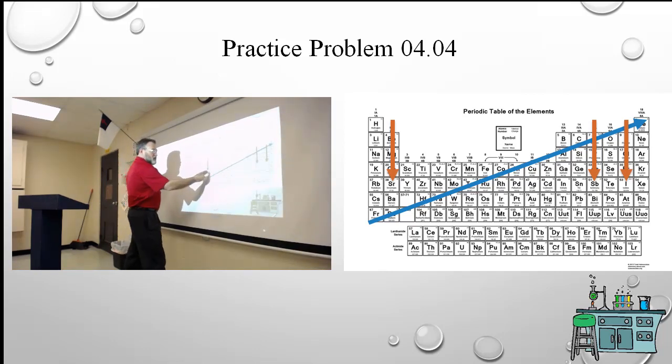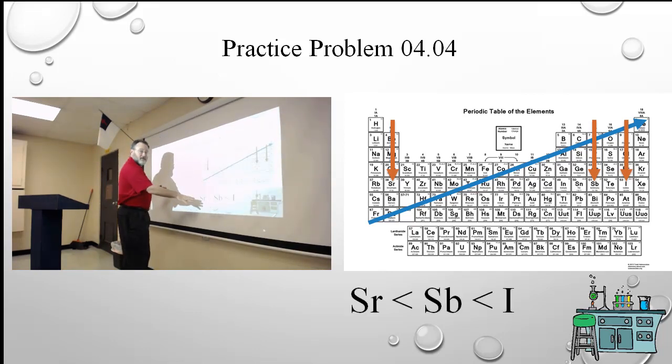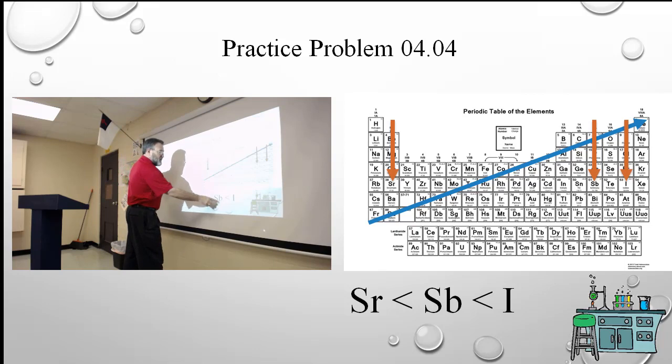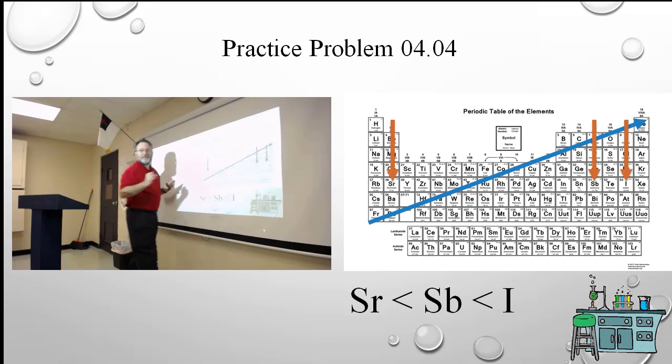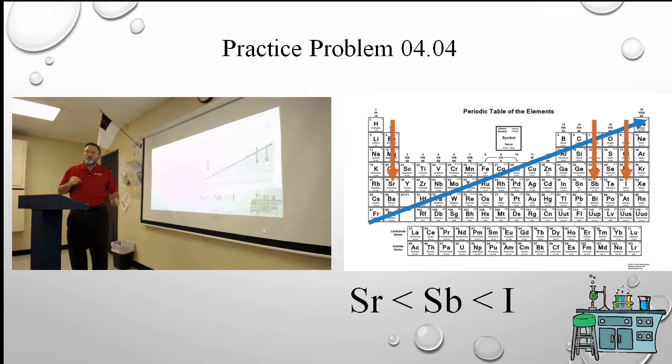So we go from low to high, and this is the right way to write it. In terms of ionization energy, Sr is less than Sb, which is less than I. So in order of increasing, and I know many of you wrote Sr, Sb, I, that's fine. I understood what you were getting at, but I want you to start writing it this way, not simply with commas.